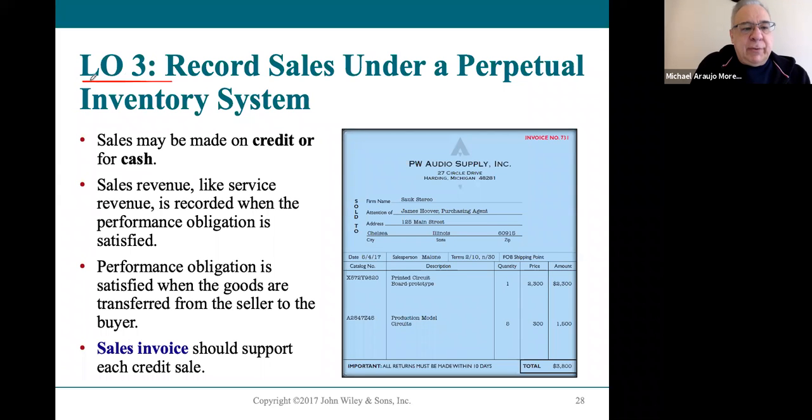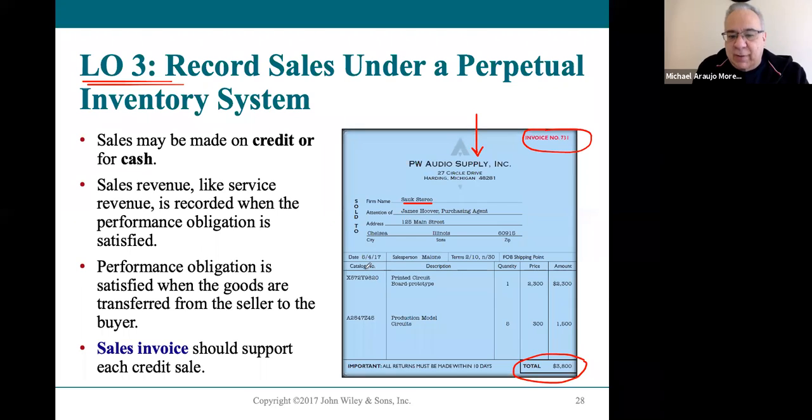So learning objective 3 looks at the exact same invoice, but from the seller's perspective, right? PW Audio sold this to Sock Stereo, right? So the $3,800 is the selling price. That's the price Sock Stereo paid to PW Audio. So when you and I go into a store and we pay them, that's the selling price.